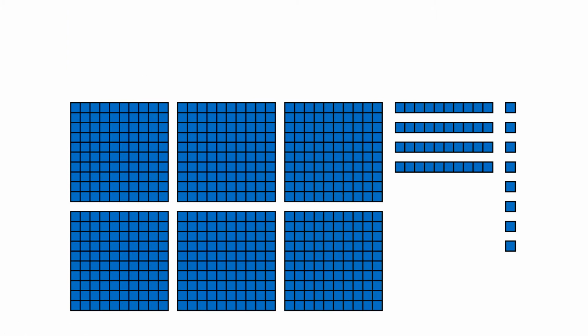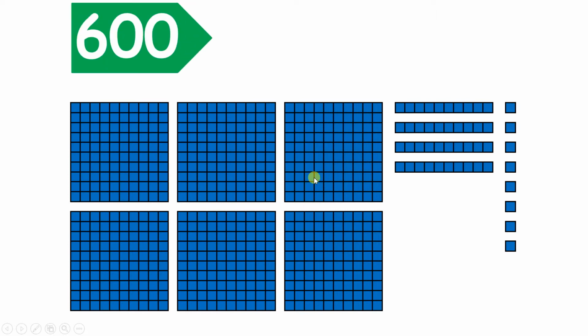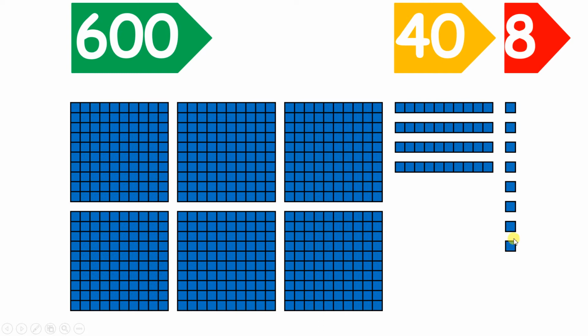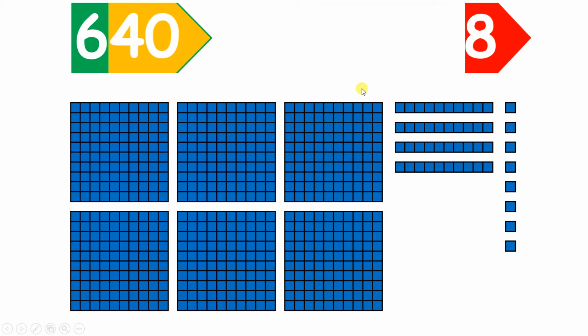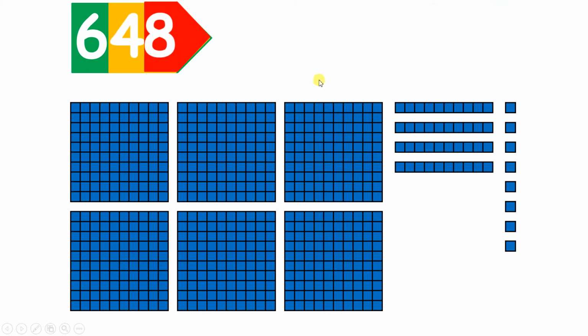Now what number do we have represented here? There are 600 squares, so 600. There are 4 tens, so that gives us 40. And there are 1, 2, 3, 4, 5, 6, 7, 8 units. So putting those together, we get the number 648.